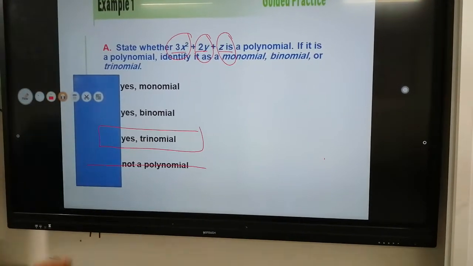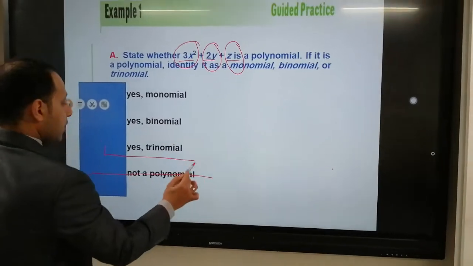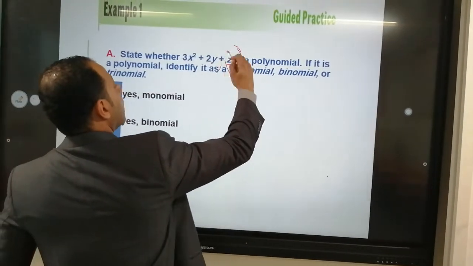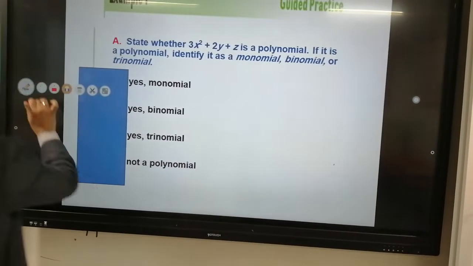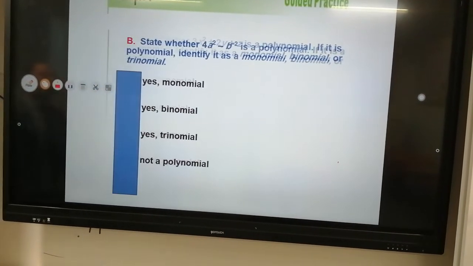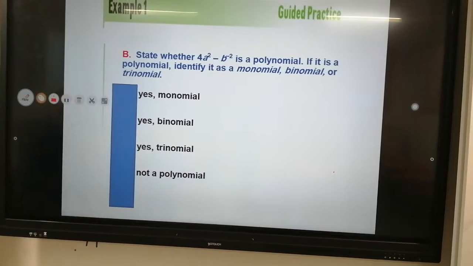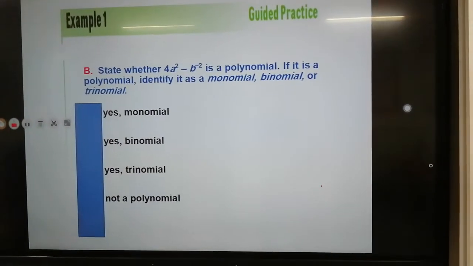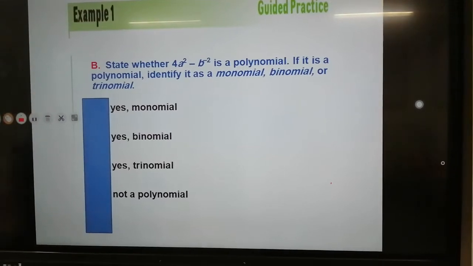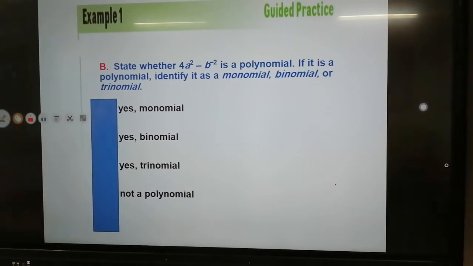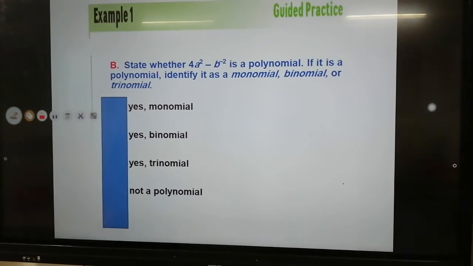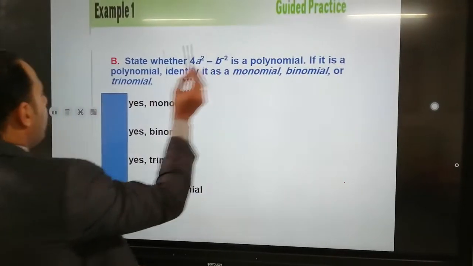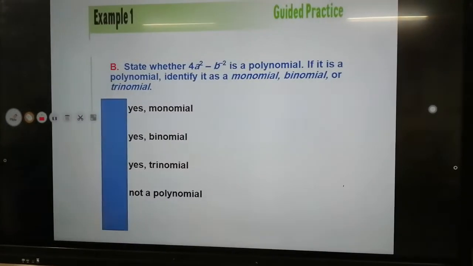Okay, we go to another example. I don't hear you, Shokrami. Can you help me with this example? Okay, state whether 4a power 2 minus b power negative 2 is a polynomial. If it's a polynomial, identify it as monomial, binomial, or trinomial. Okay, Shokrami.